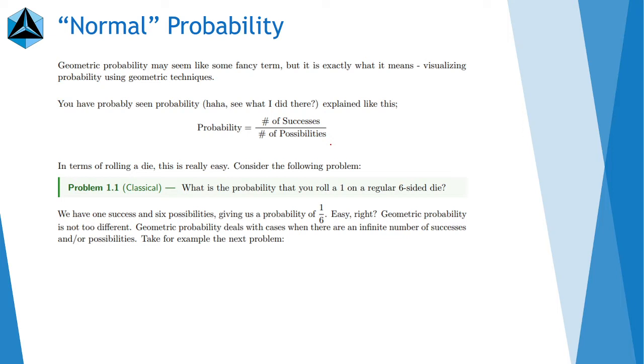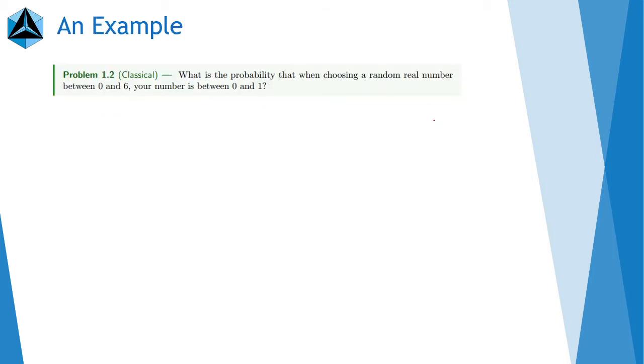So geometric probability isn't too different compared to this. These are the cases when there is an infinite number of successes and/or possibilities, and we deal with that by using geometric concepts. Let's take, for example, the next problem here. What is the probability that when choosing a random real number between 0 and 6, your number is between 0 and 1? Now, for some of you, you may just say 1/6. It's kind of obvious, right? But it may not be that clear. First of all, if you want to do the number of successes over the number of possibilities, there's an infinite number of successes and an infinite number of possibilities, because there's an infinite number of real numbers between 0 and 1, and an infinite number of real numbers between 0 and 6. So how do you express this?